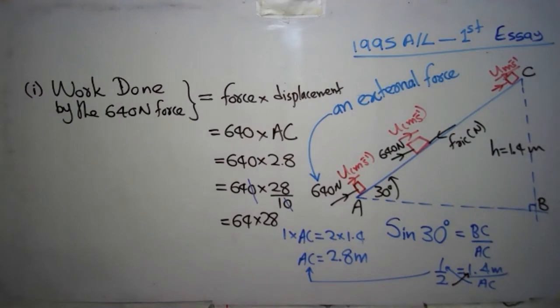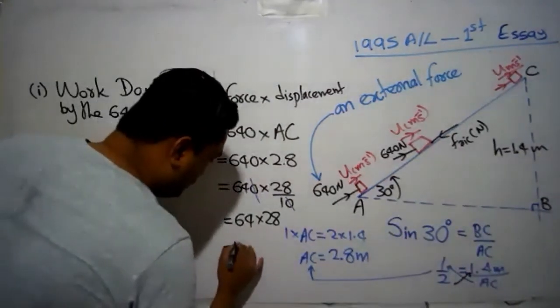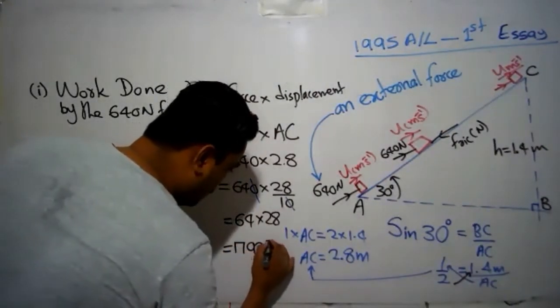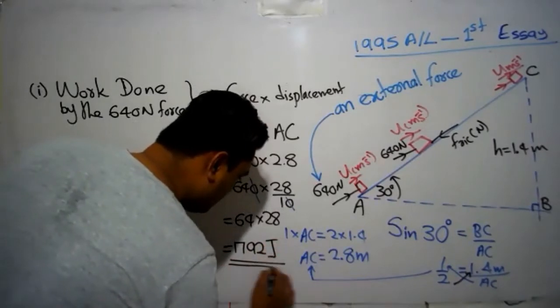Okay. So what is the amount of work done by this external force? 64 multiplied by 28, that is 1792. 1792 joules.